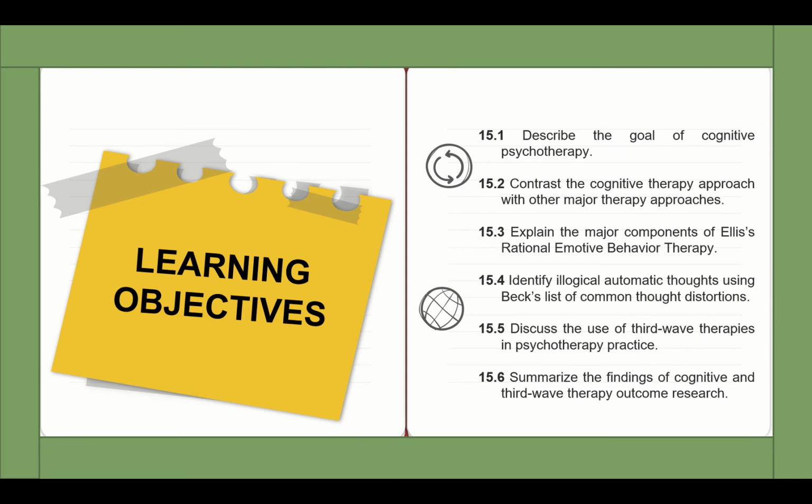So our learning objectives for this chapter are the following. First is to describe the goal of cognitive psychotherapy. Next is to contrast the cognitive therapy approach with other major therapy approaches. Third, explain the major components of Ellis's rational emotive behavior therapy. Fourth is to identify illogical automatic thoughts using Beck's list of common thought distortions. Fifth is to discuss the use of third wave therapies in psychotherapy practice. And sixth is to summarize the findings of cognitive and third wave therapy outcome research.